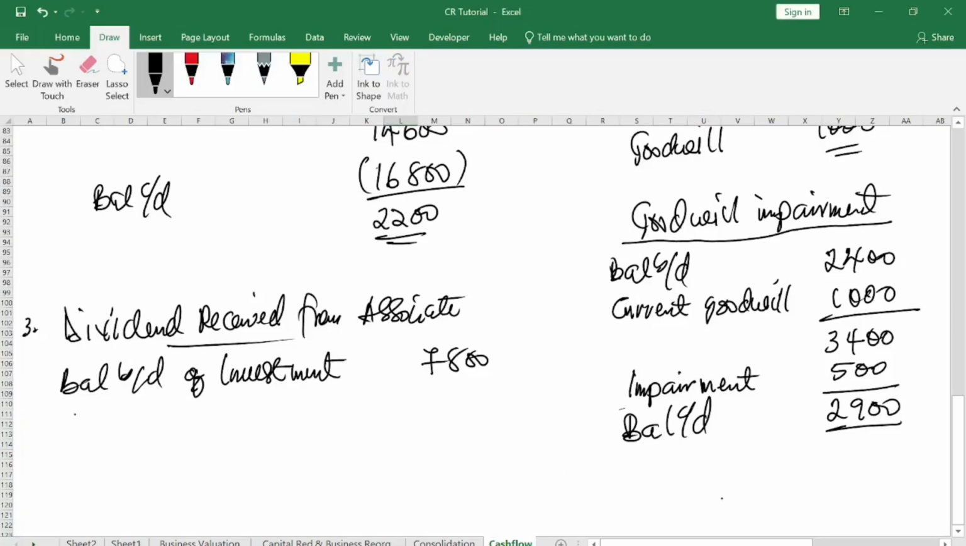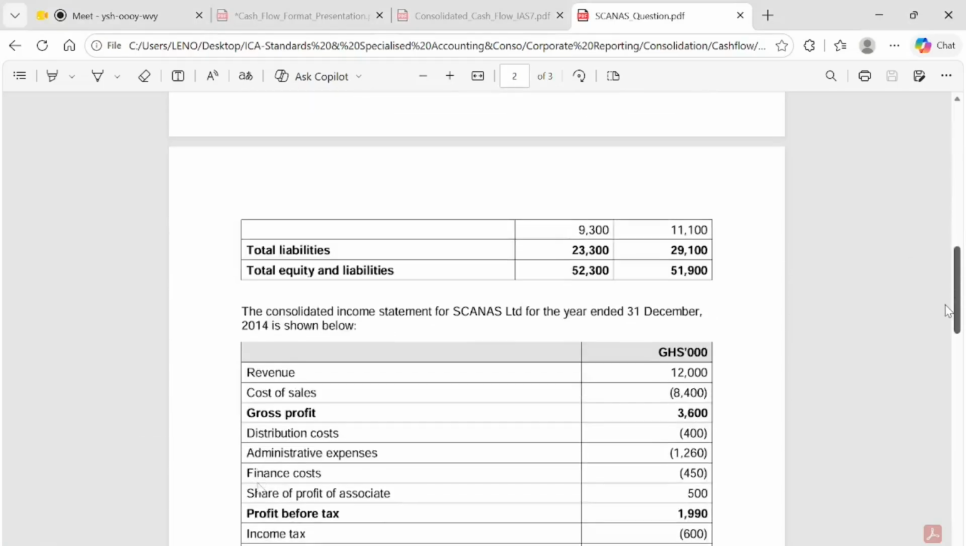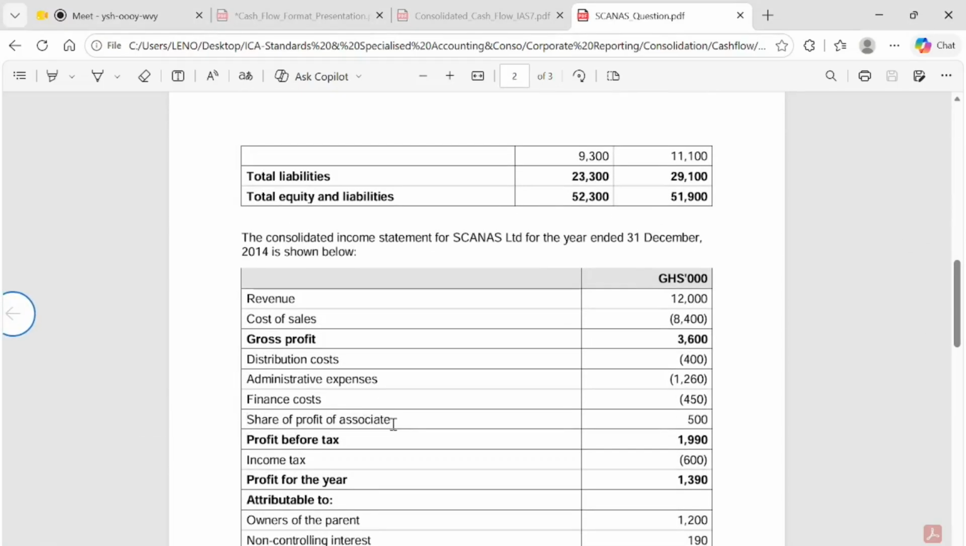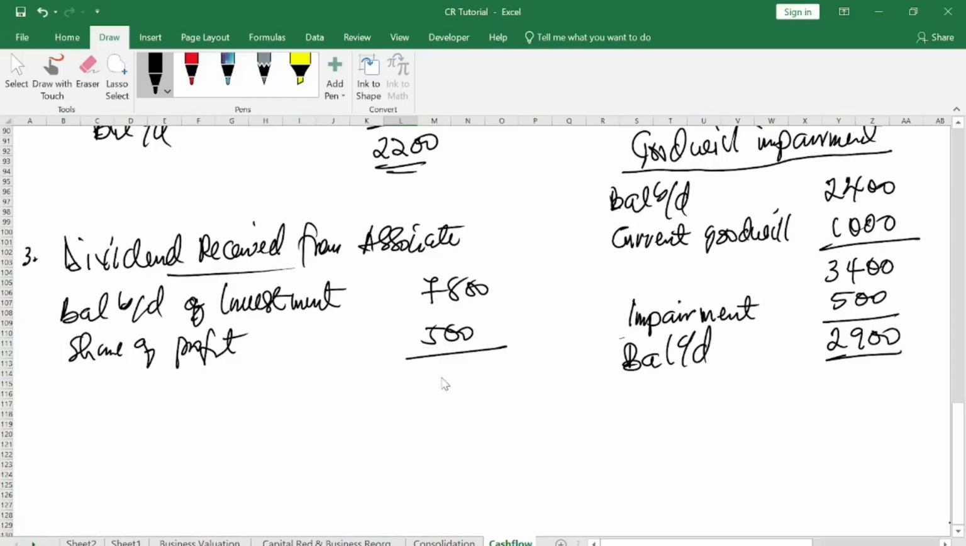Then you check, did they give them any profit? Did they share any profit? So share of profit. Check in the question, P&L. It is there. Did they share any profit? Yes, there is profit sharing. How much? Share of profit of associate, 500 Ghana cedi. When you add it, what do you have? 8,300.